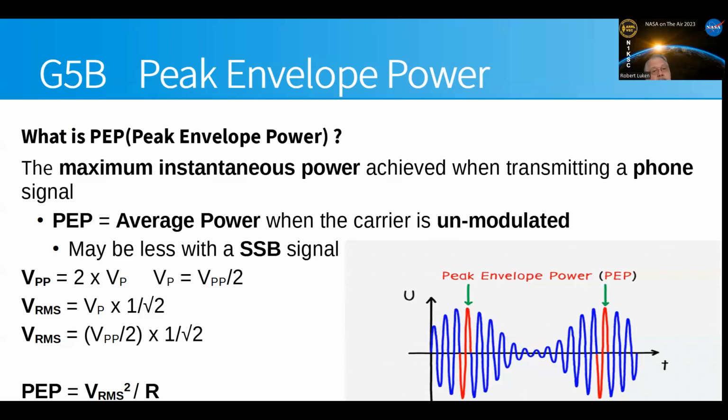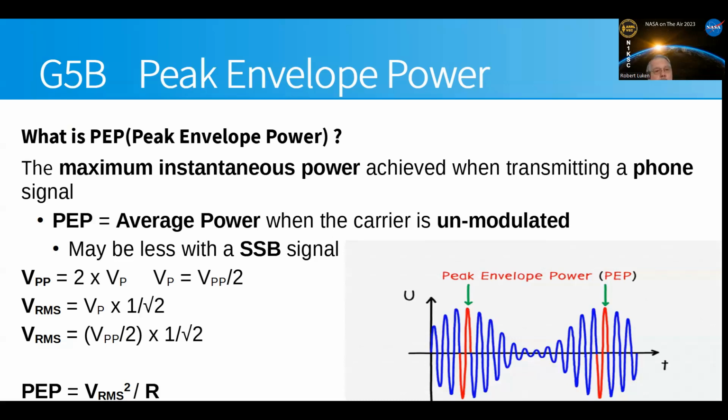Now, they have a little exception there. It might be less with an SSB signal because with single sideband, you're not transmitting a carrier. You're only transmitting one of the sidebands. So if you're not talking, there's nothing. So you only see the real peak. So it's a little bit different. Pretty sure that's not a test question.